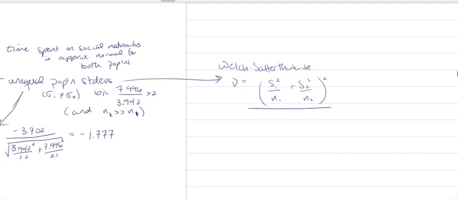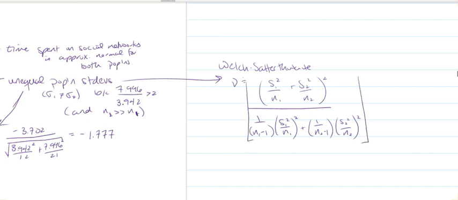And then the denominator, we have 1 over n1 minus 1 times this thing squared again. So s1 squared over n1, and we square that, plus we do the same thing for the other group, 1 over n2 minus 1, and then times s2 squared over n2, and we square that little ratio. And that whole thing we round down.